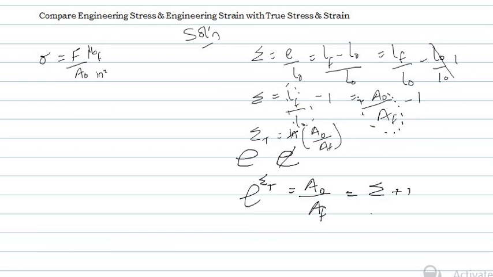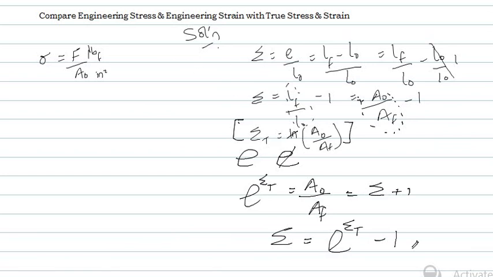I don't know why I keep interchanging this. Anyway, so this can relate our engineering strain with our true strain. So in case you decide to first calculate your true strain using this formula, you can then go back and calculate your engineering strain by saying your engineering strain is now equal to exponential of true strain. Then you take this to the other side, it will give you minus 1.